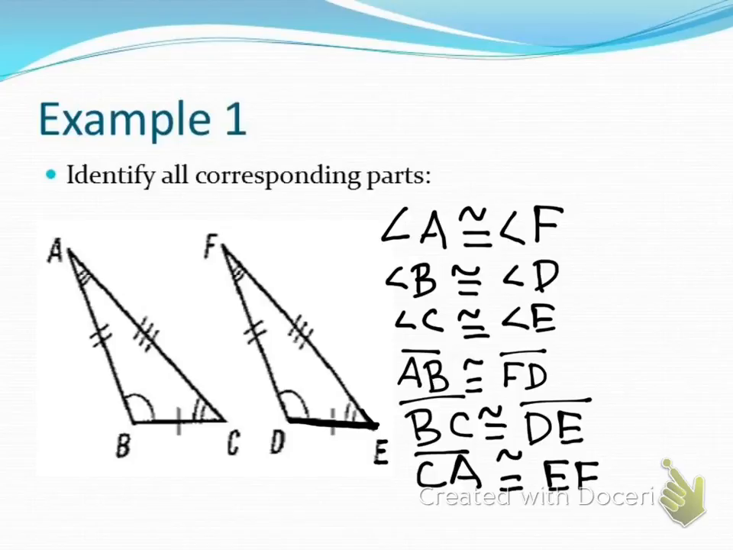Very good. So again, anytime you're asked to identify all the corresponding parts, you should have 6 answers. 3 will be pairs of angles that are corresponding, therefore congruent. And then 3 sides that match up with 3 of the other sides in the other triangle. And those will be congruent. Any questions so far?